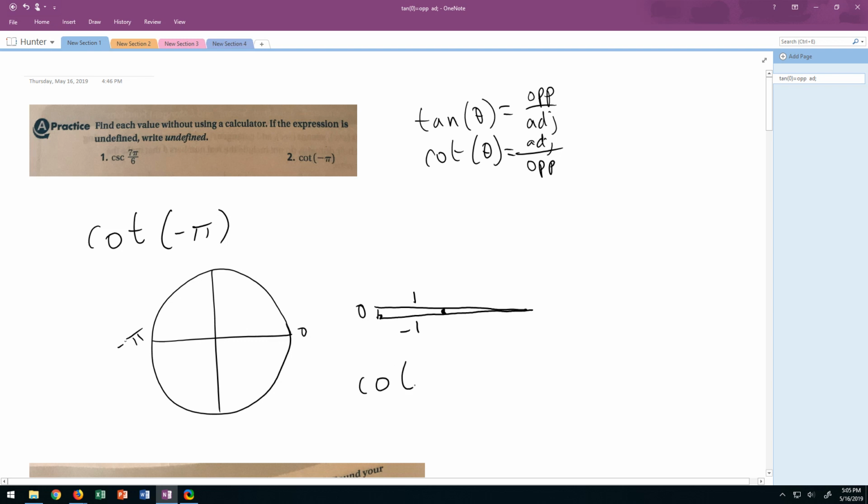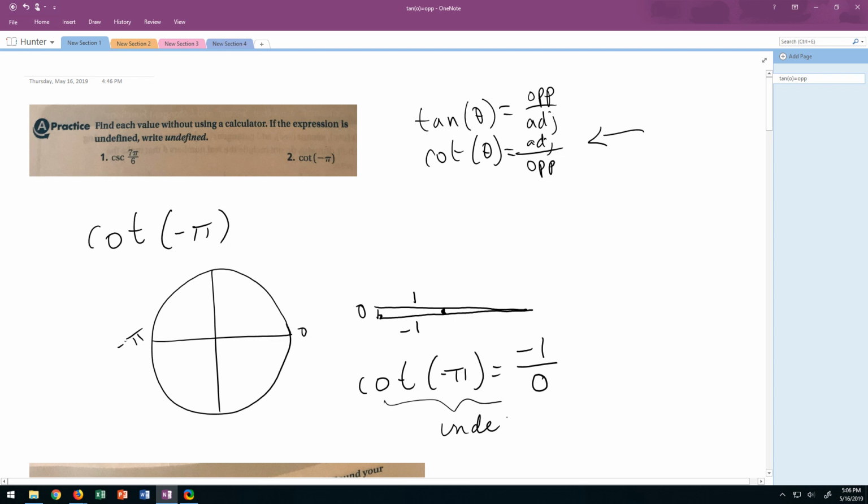So the cotangent of negative pi is going to be equal to adjacent over opposite. So the adjacent is negative 1 over the opposite. What's the opposite? It's 0. Well, dang. Remember what happens when we divide by 0? Math breaks. So in this case, the cotangent of negative pi is undefined.